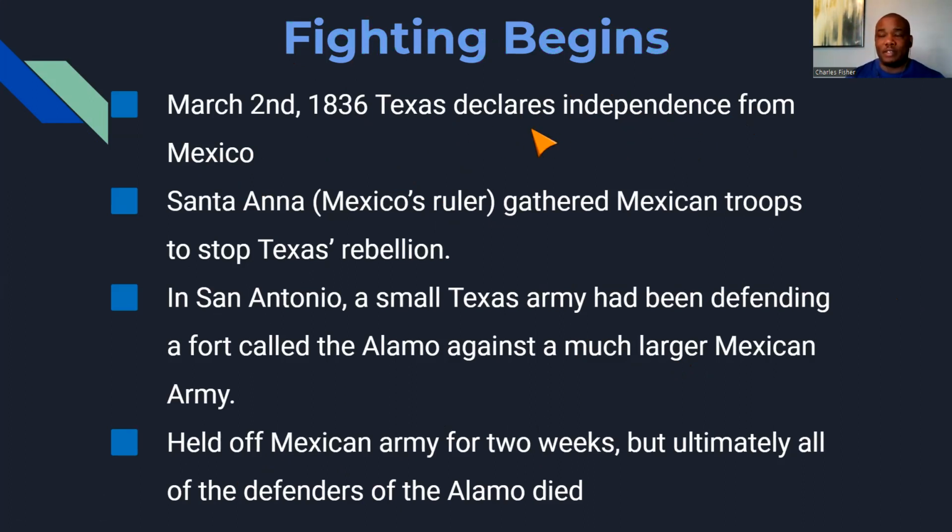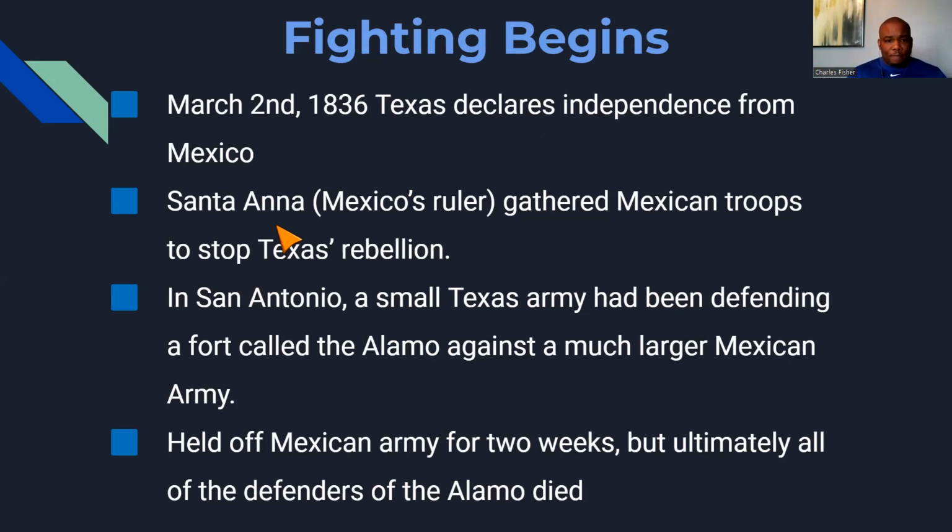It's the American way, right? At that time, declaring independence from someone who you feel is oppressing you. So Santa Anna, he was a dictator in Mexico. He was the ruler of Mexico, and he gathered Mexican troops to stop Texas's rebellion. He said, "I am in charge here. Tell those Americans they cannot rebel and start their own territory or country. We have to stop them."